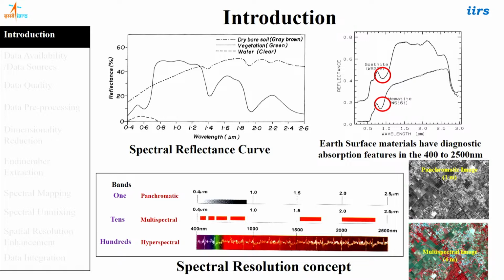For example, you can see these two minerals are iron minerals, goethite and hematite. And you can see the absorption present here and the steep slope visible here are only differentiated when you have hyperspectral data.